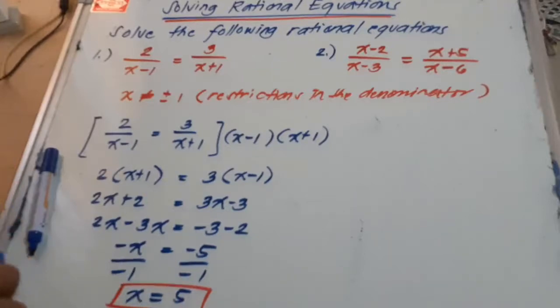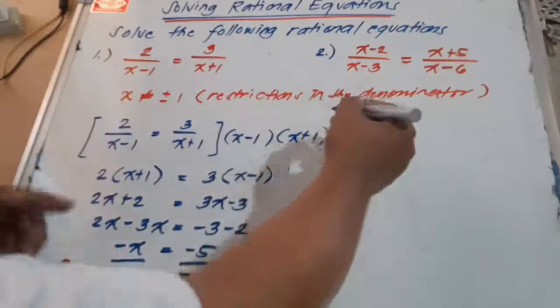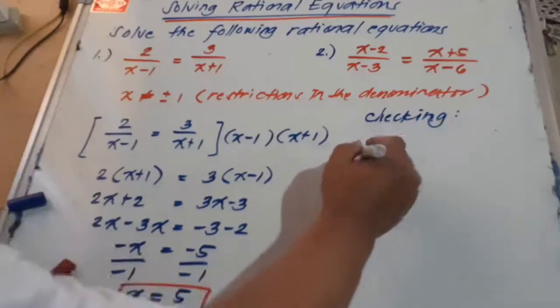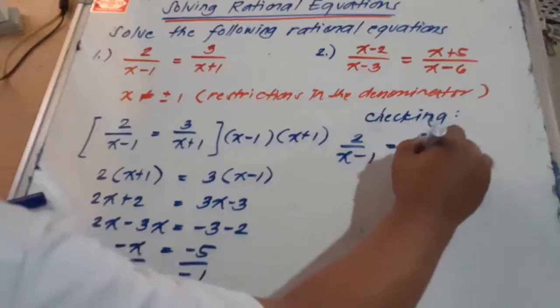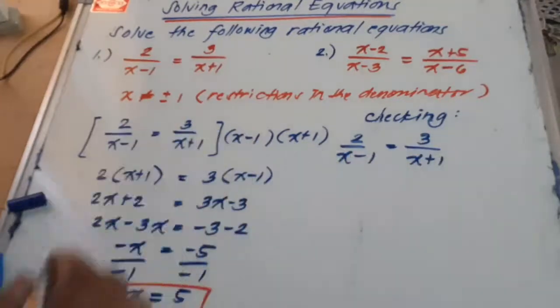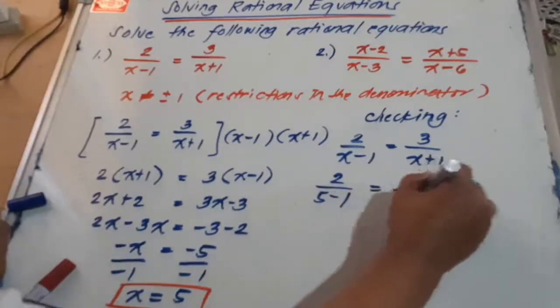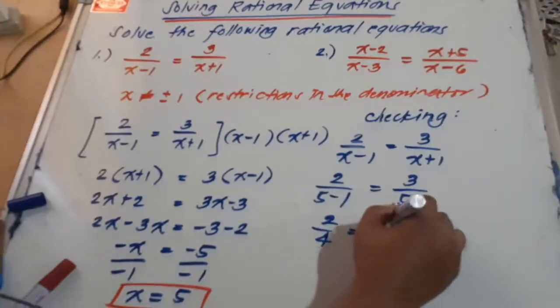To find out if our answer is correct, we're just going to substitute the value that we have obtained, and that is 5, to the original equation. Check natin. Checking. So we have 2 over x minus 1, and 3 over x plus 1. And then, substitute natin yung 5. We have 2 over 5 minus 1, 3 over 5 plus 1. This will be 2 over 4. Yung kabila ay 3 over 6.